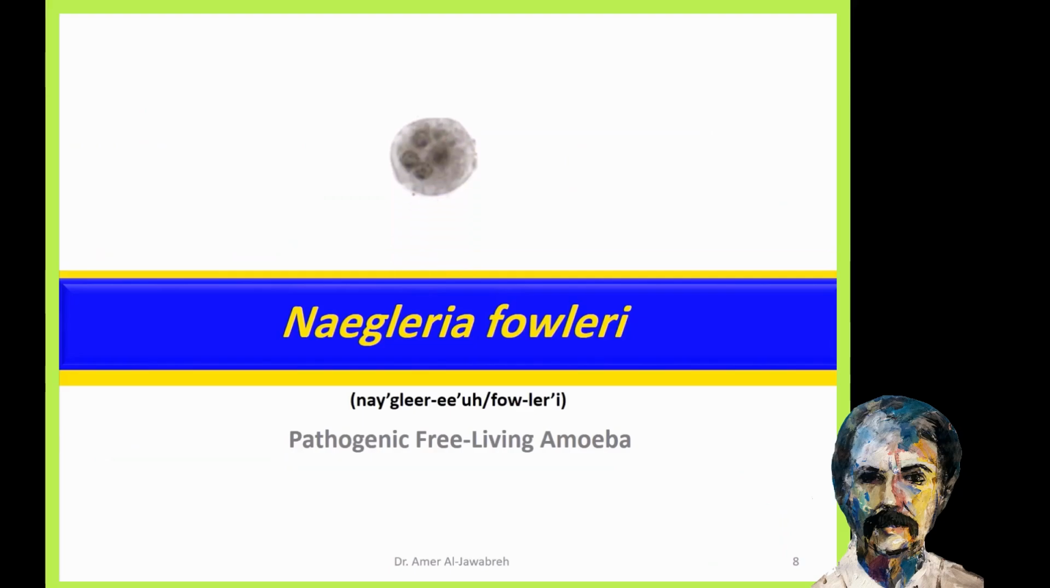Naegleria fowleri, pathogenic free-living amoeba. What does this mean? It's pathogenic. We know what pathogenic means. Free-living amoeba: this amoeba doesn't need the humans. It can live in the environment alone, in the ponds, water sources, in the soil. It doesn't need the human, so that's why we call it free-living. And humans are just incidental hosts. They come by accident to this amoeba, or the amoeba comes to them by accident.